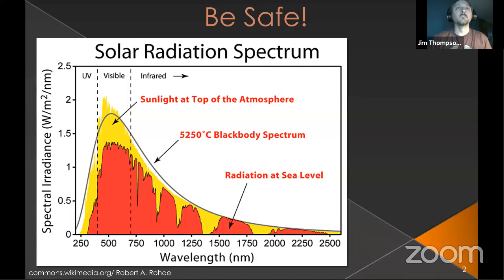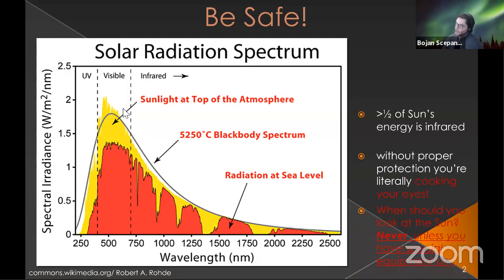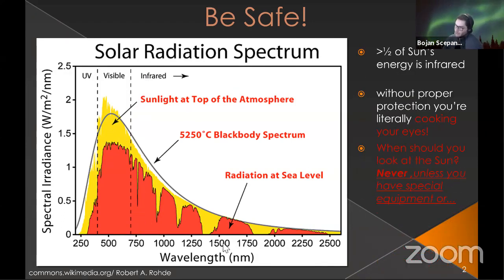So what we have here is the solar radiation spectrum. It's divided into three parts. We have the visible part, which is the part that our eyes can see. Then we have the upper portion, which is the infrared, and the UV light as well. More than half of the energy coming off the sun is in the infrared part. So if you're looking directly at the sun, you will end up quite literally cooking your eyes.